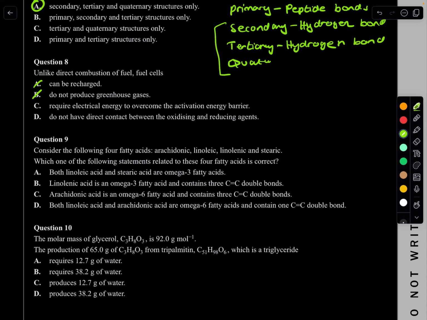So that's wrong. Require electrical energy to overcome the activation energy barrier? Wrong, they don't require electrical energy. Remember, fuel cells take chemical energy and transform it into electrical. They don't need the input of electrical energy. That's an electrolytic cell at that point. D, do not have direct contact between the oxidizing agent and reducing agent? Absolutely, yes. They have to make sure the reactants, the oxidizing and reducing agent, don't react, because galvanic cells or fuel cells react spontaneously, so we want to separate them. So choose D for A.